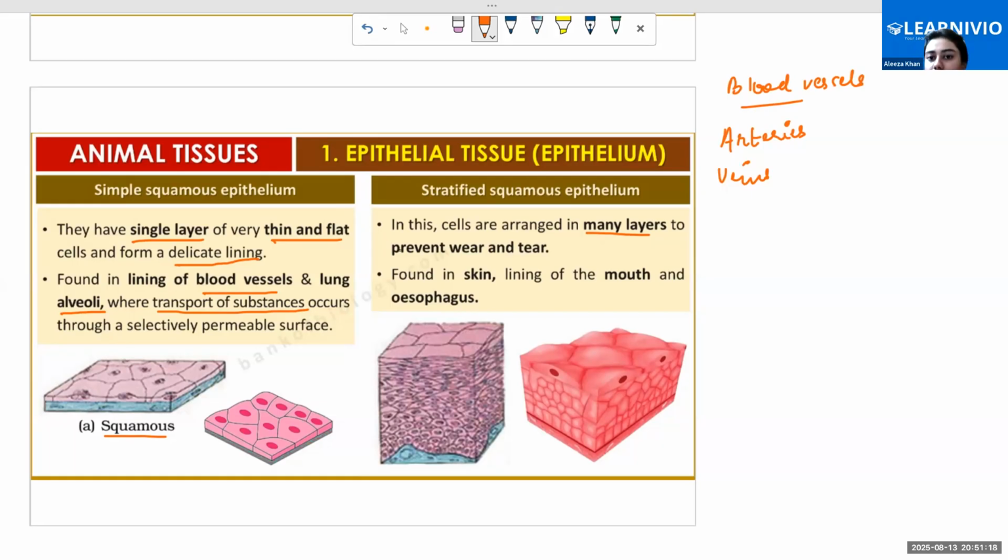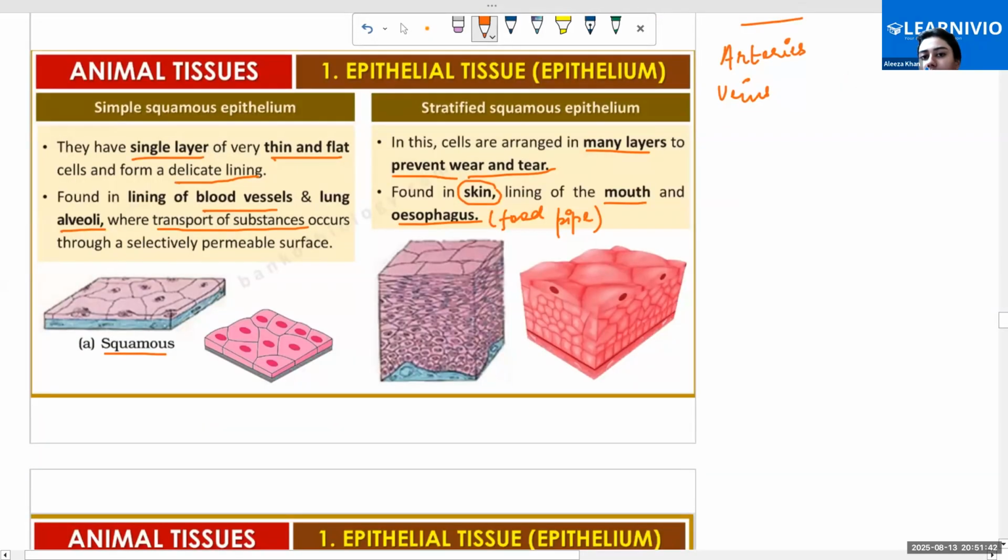And what's the usage of that? To prevent wear and tear. Now they are across your skin, in your mouth and esophagus. What is the esophagus? The food pipe, through which your food can move by peristaltic movement, through the contractions. Any doubt up till now?